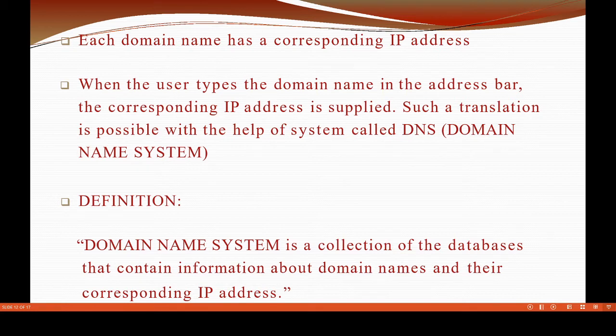When we are putting www.google.com, it should be translated from the domain name to the IP address, like that. The definition of domain name system is a collection of databases that contains information about the domain names and their corresponding IP addresses. Sometimes IP addresses may be manual or dynamic. So all the database should be handled by the domain name system.